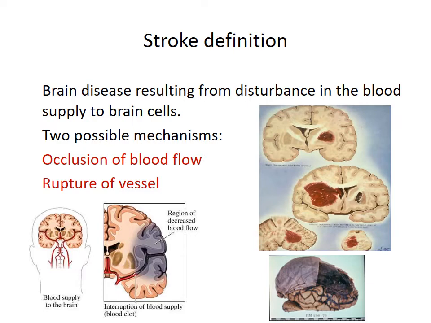This is a brain disease that results from disturbance in the blood supply to brain cells, and there are two possibilities. One is occlusion of the blood supply or the blood flow, which then causes death of brain cells in distal parts, and that's called the ischemic stroke or infarction. The second type is where blood vessels rupture within the brain parenchyma, and the rupture can be within the brain, or it can be on the surface of the brain. So it can have bleeding into the brain substance in any part of the brain, or it could be on the covering of the brain, and this one is called a subarachnoid hemorrhage.